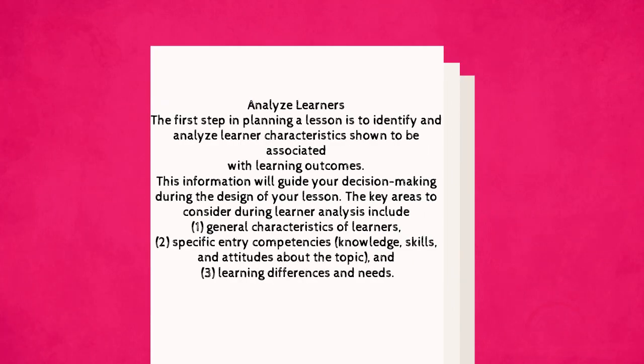The first step in planning a lesson is to identify and analyze learner characteristics shown to be associated with learning outcomes. This information will guide your decision-making during the design of your lesson. The key areas to consider during learner analysis include 1. General characteristics of learners, 2. Specific entry competencies, knowledge, skills, and attitudes about the topic, and 3. Learning differences and needs.